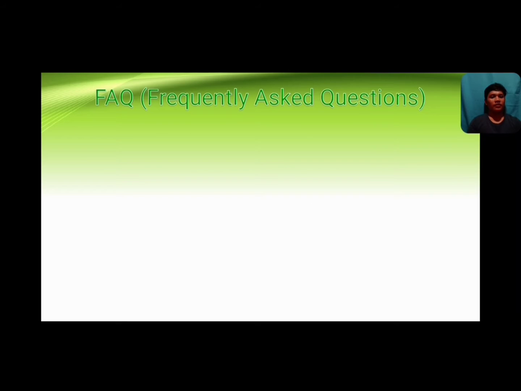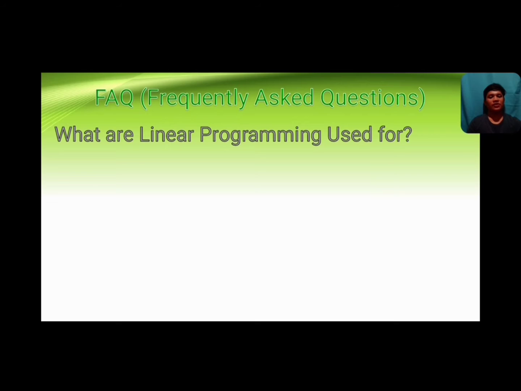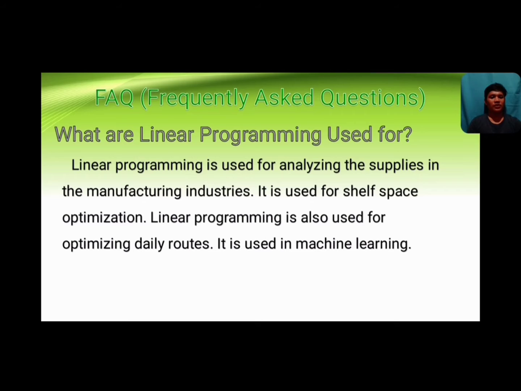We have here some frequently asked questions. First question, what is linear programming used for? Linear programming is used for analyzing the supplies in the manufacturing industries. It is used for shelf space optimization. Linear programming is also used for optimizing daily routes. It is used in machine learning.